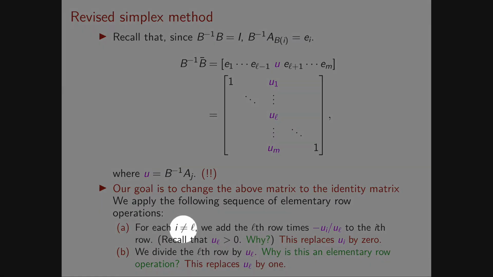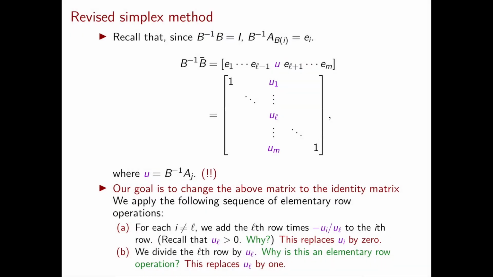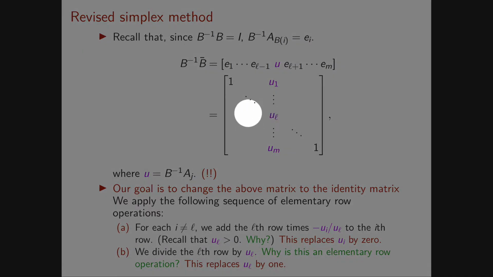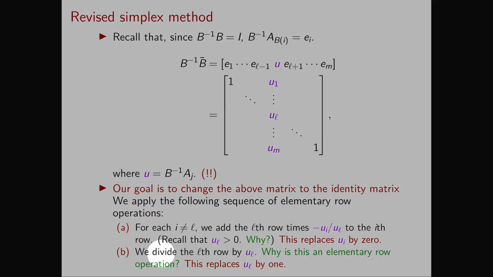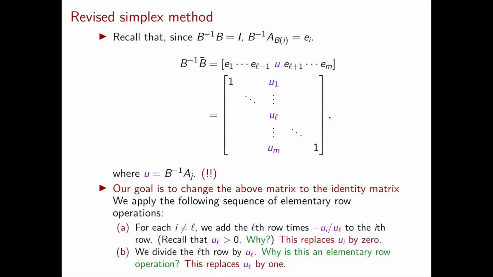Similarly, for every row i different from L, we add the lth row times minus ui over ul to the ith row, and this has the effect of replacing ui by 0. After all these elementary row operations, we still have to deal with the row L. And everything we need to do is to divide the row by ul, so that the entry ul becomes 1. Note that we never talked about elementary row operations where you divide a row by a number. You should check that this is also an elementary row operation.